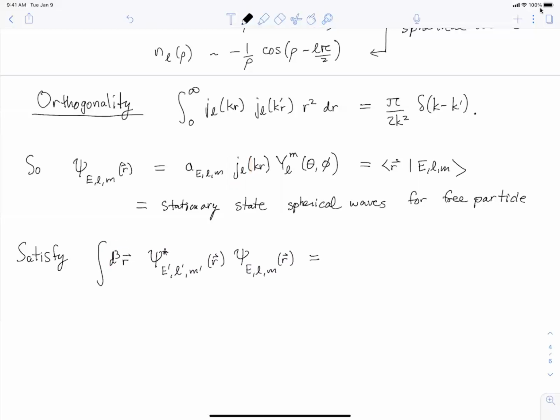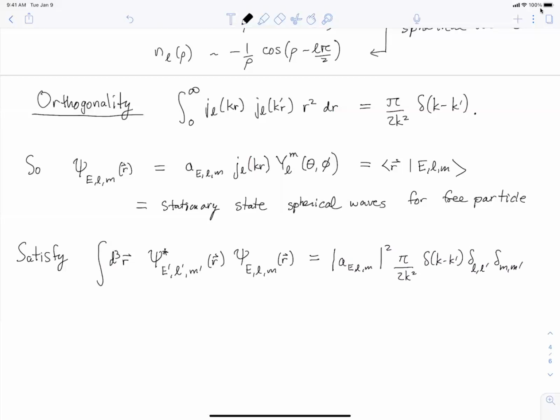Okay, now I'm basically just going to be putting together the integration for R, which is here, and the integration for the spherical harmonics. So this is equal to, first of all, the normalization constant, which I'm going to pull out front, and it gets squared. And then there's pi over 2k squared delta k minus k prime. And then the spherical harmonic part just says L has to equal L prime and M has to equal M prime.